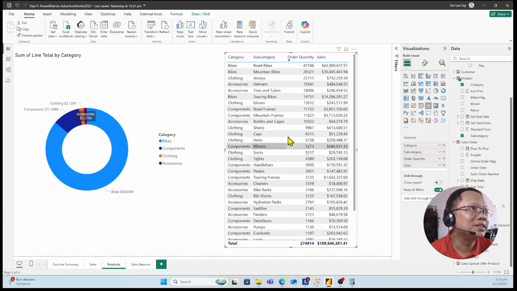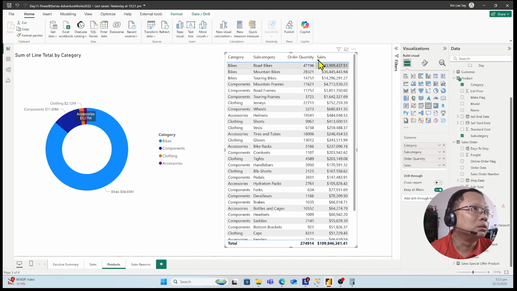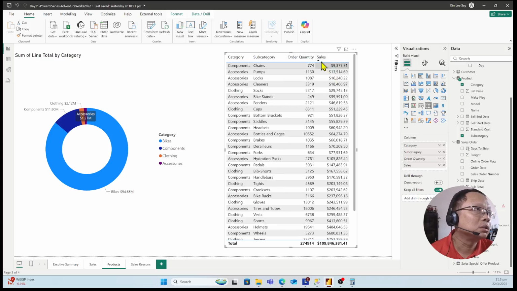Okay, what's the least? Let's check on the list. The least value that the company made is chains. Order quantity is only 774, and overall sales till now is 9,377. So this is at the bottom, below 10,000.